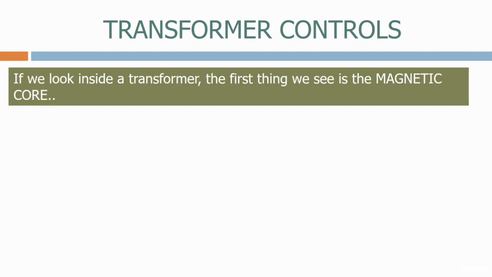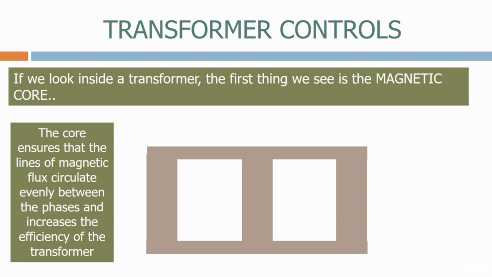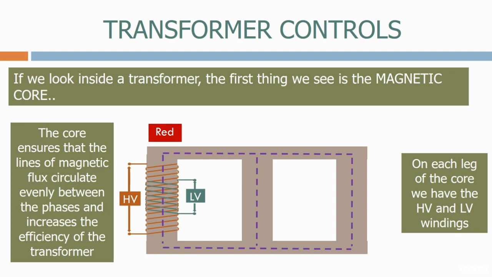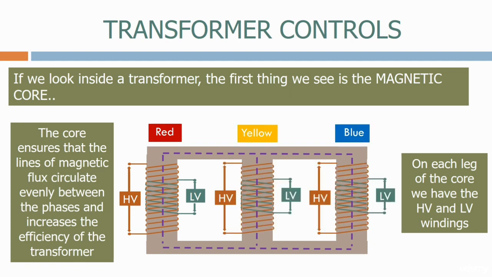If we look inside a transformer, the first thing we see is the magnetic core. The core ensures that the lines of magnetic flux circulate evenly between the phases and increases the efficiency of the transformer. On each leg of the core, we have the HV and LV windings. We have the red phase, yellow phase, and blue phase.